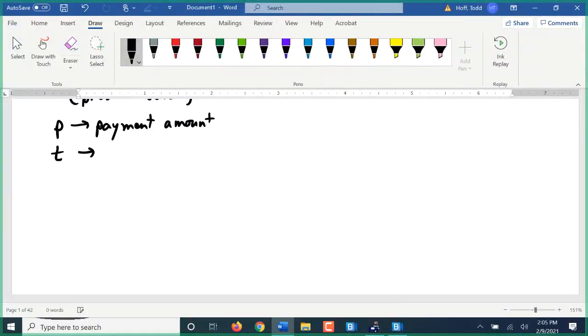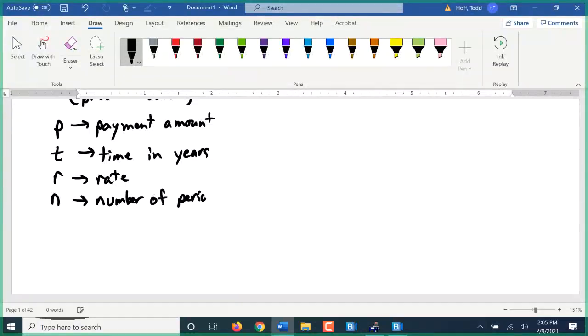T, just like it was yesterday for simple interest, is time in years. R stands for rate. Remember, the rate is just that decimal form of a percent, or the percent turned into a decimal. And N is the number of periods in a year. So this is the one. N is a little bit different than anything we've seen before.